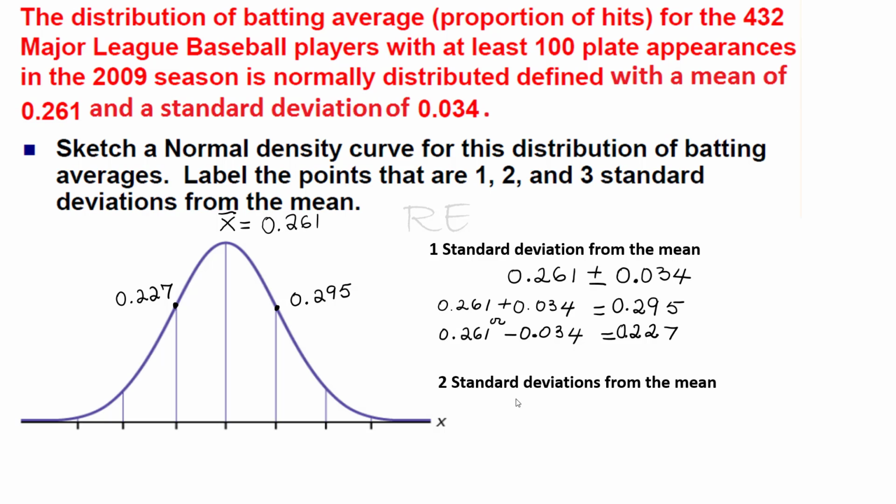2 standard deviations from the mean: 0.261, which is the mean, plus or minus 2 times 0.034. 0.261 plus 0.068 will be equal to 0.329.